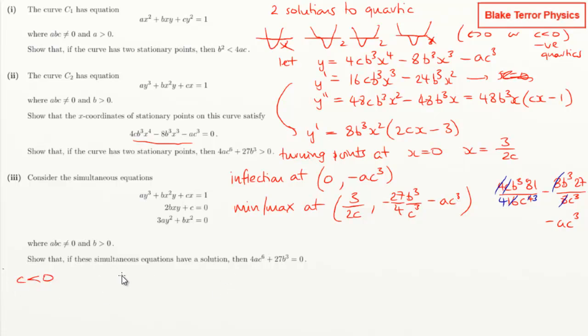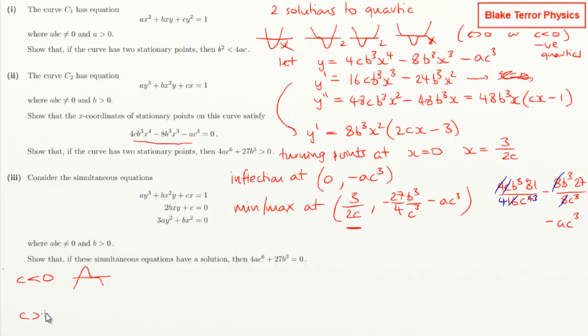So c is negative, right, then that means I've got a maximum on the left. So I'm going to have something that looks like that, yeah? That's got to be right, isn't it? That's my two solutions. And this maximum, that's going to be less than 0.